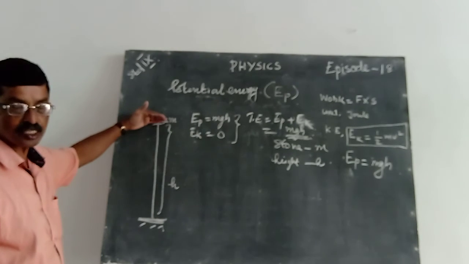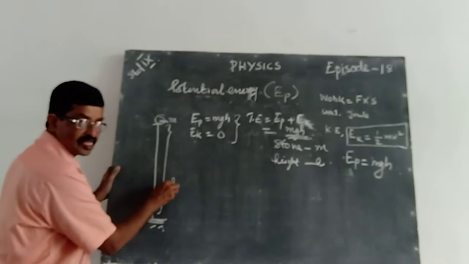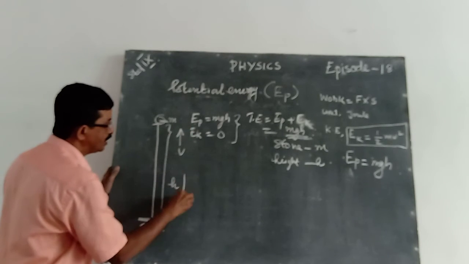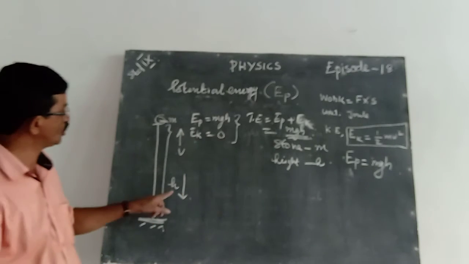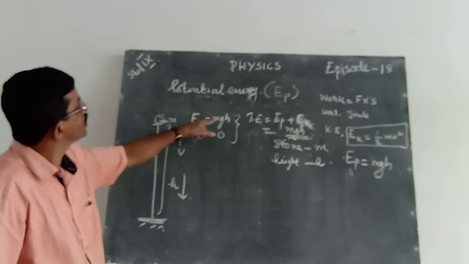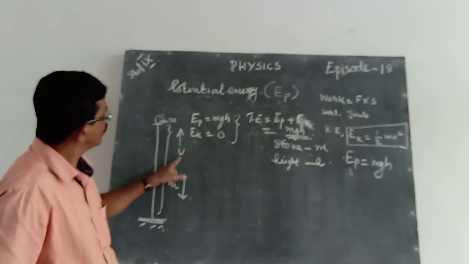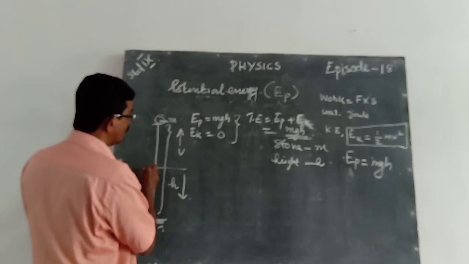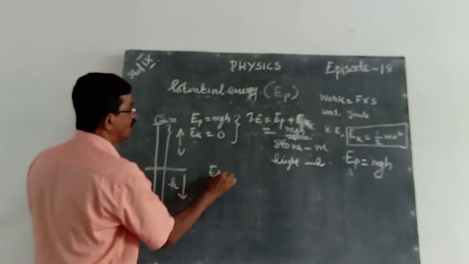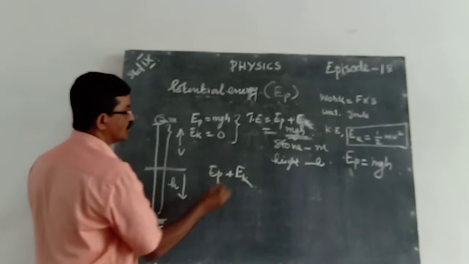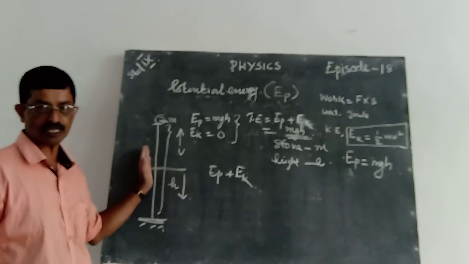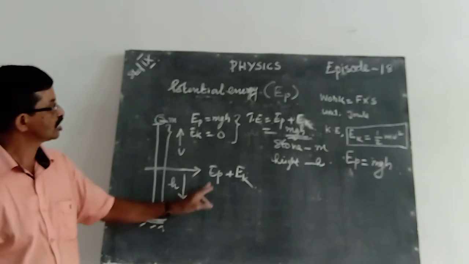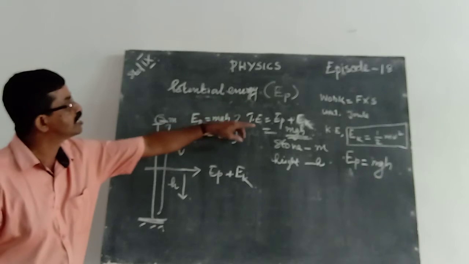When the stone starts to fall, its height decreases. At the same time, its velocity increases. Velocity is going up and height is going down. When the height decreases, its potential energy decreases. Its velocity increases, so its kinetic energy increases. The total energy at any point is EP plus EK. Its potential energy is decreased, at the same time kinetic energy is increased, so the total energy EP plus EK is the same, mgh.